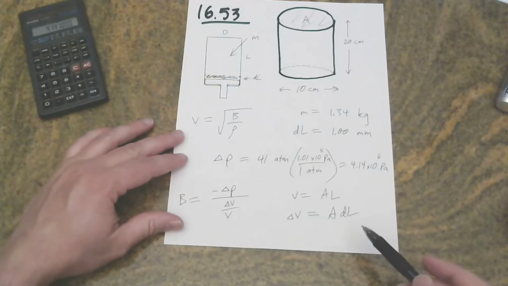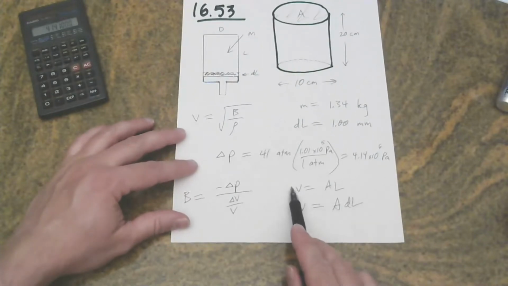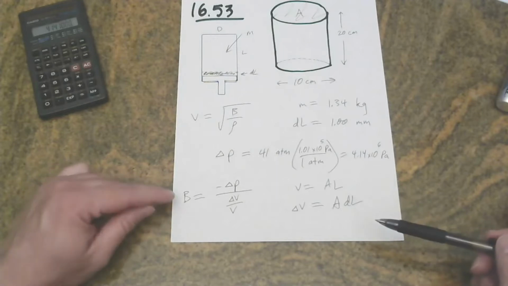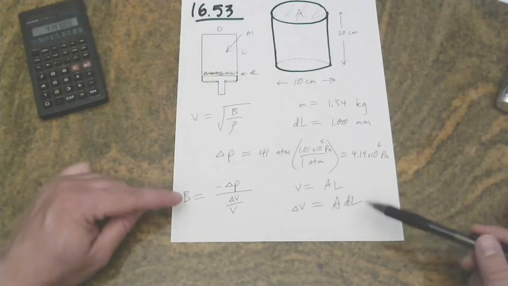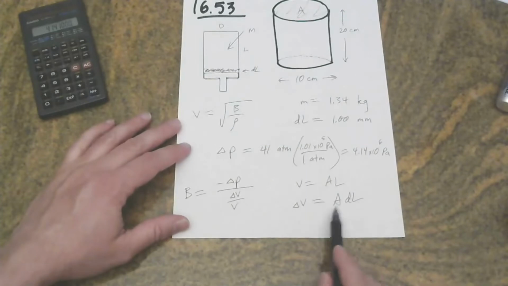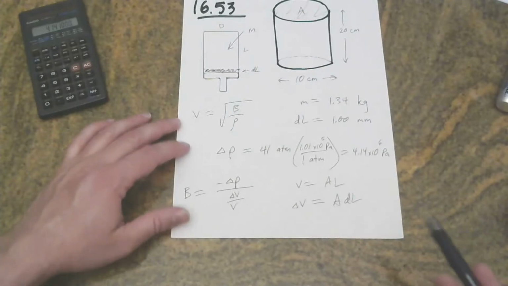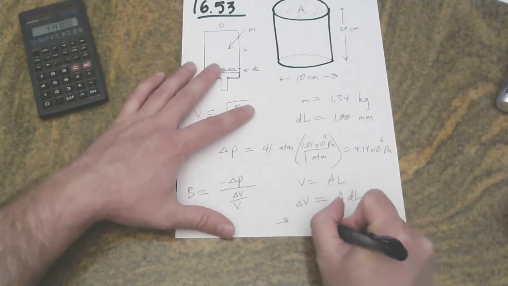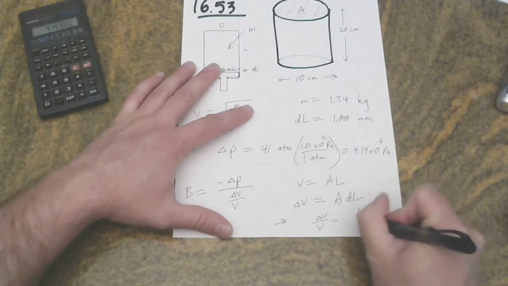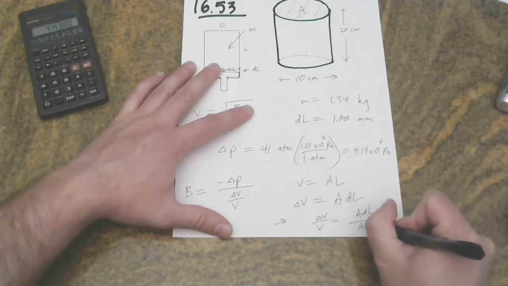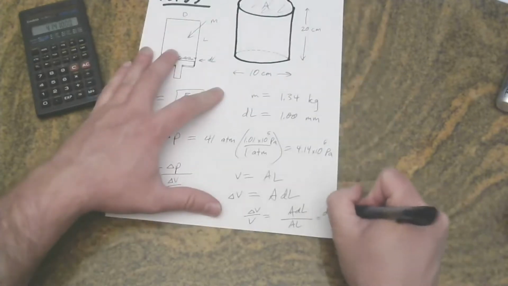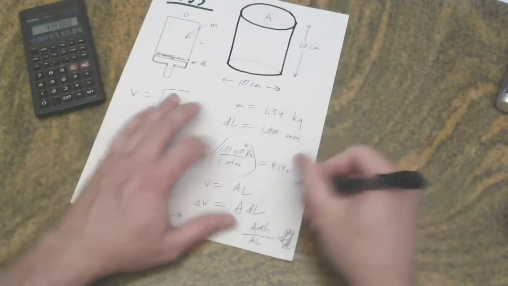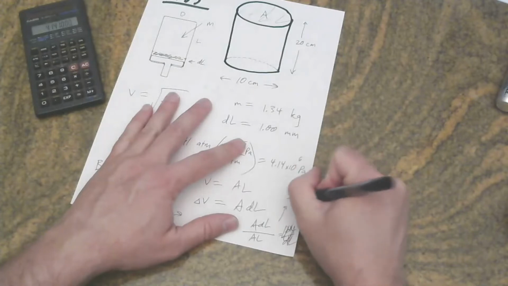And now you can see why it's easier to just leave the volume and the change in volume in terms of A and L and DL, because all those factors of pi and diameter would cancel anyway. There's no need to write them. So delta V over V would be A DL over A L, and that's just DL over L.